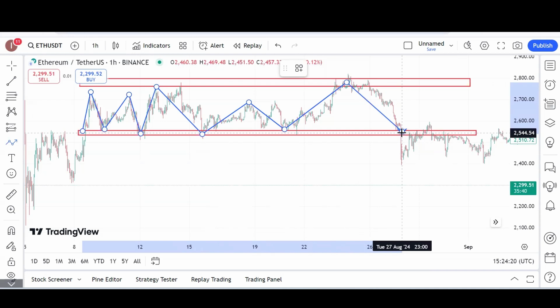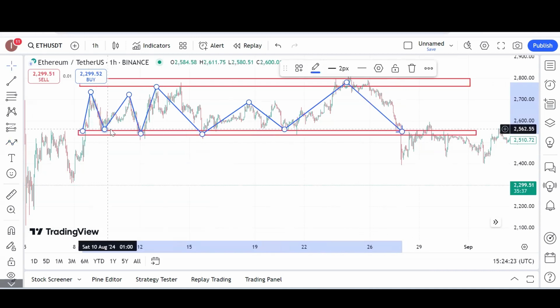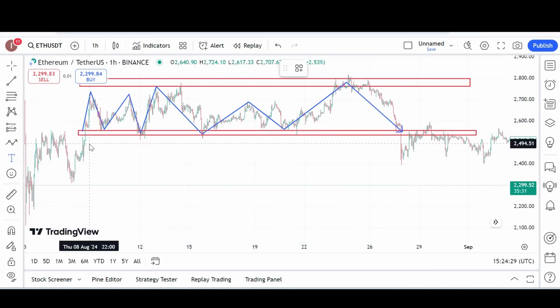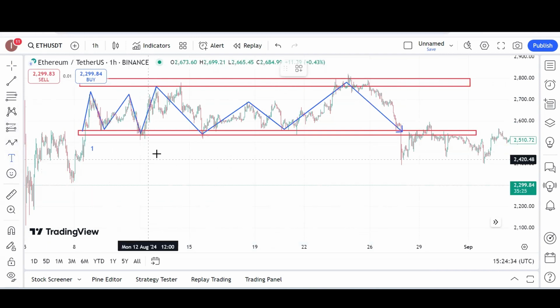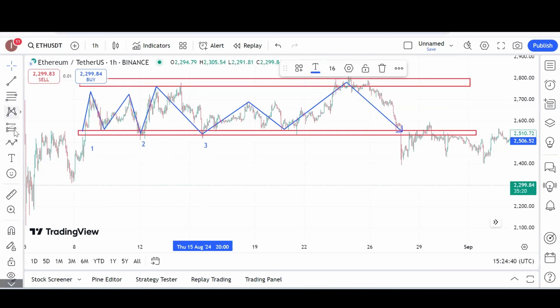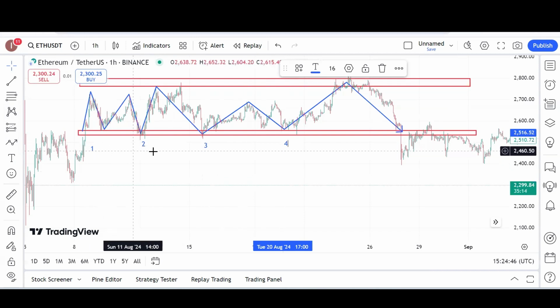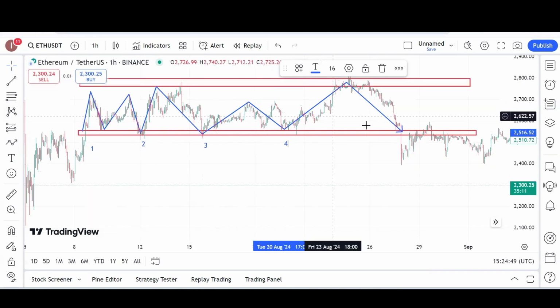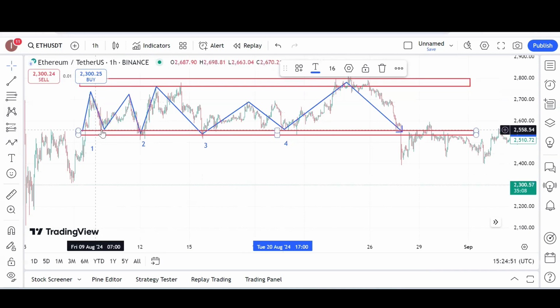Now its testing becomes weak after 1, 2, 3, 4, 5, 6. It has had 5 taps. Now it's 1, now 2 taps, now 3, now 4. You can easily get 4 trades in this time frame. In this section, you can enter at 2556 when Ethereum breaks its resistance and the resistance changes into the support level.